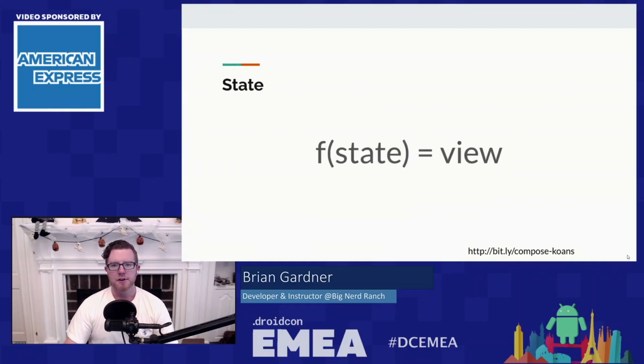So the last thing I'll cover before diving into the koans is state. Now, I mentioned before that Compose deals with state differently than the platform views. Platform views have their own internal state. So when you set text on a text view, that text view is actually going to hold on to that value, and you can query that value back out.